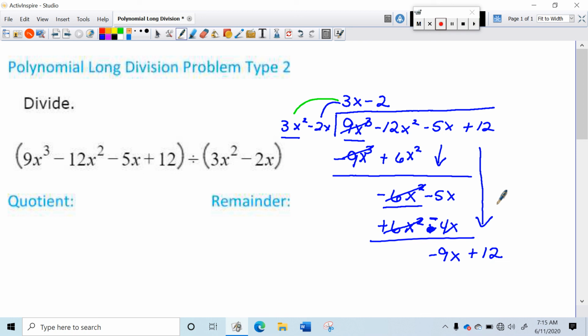Now, we want 1x, but we have 2. So that's impossible because we already have more than what we want. And there are no other numbers left in the problem to bring down after this. So that means we are finished. So the quotient is 3x minus 2. And the remainder is negative 9x plus 12.